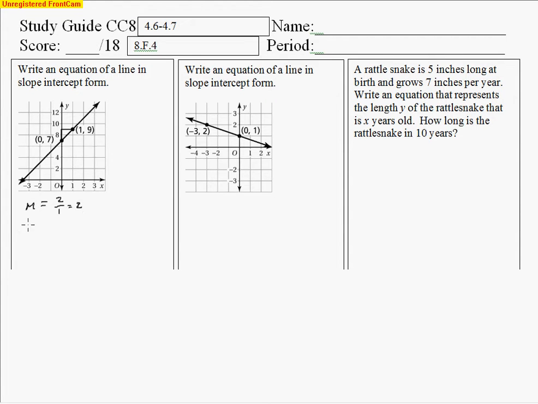And then I'm looking for my y-intercept, b. Well, the y-intercept is where it crosses the y-axis, so it's right there at 0, 7. So 7 is the y-intercept, and we write the equation in the slope-intercept form, y equals mx plus b. So all you're doing is substituting the 2 in for m and the 7 in for b, and that's our answer.